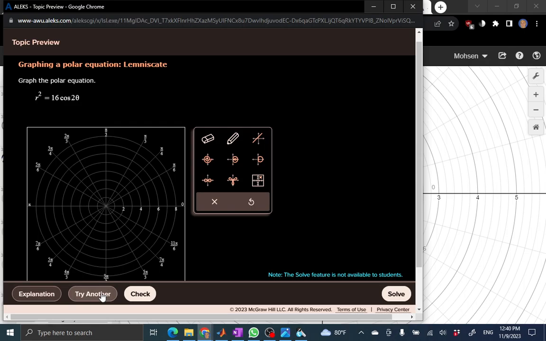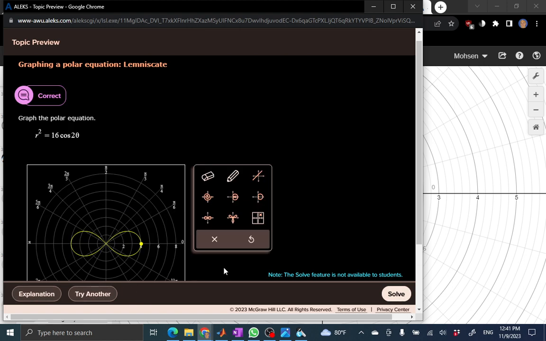Okay, so this is a typical question that you face. R squared is equal to 16 cosine of 2 theta. So that number is the square of the radius. So the radius of the Lemniscate is going to be 4. Cosine means it's going to be horizontal. So it's very simple: radius is 4, it has to be horizontal, and that's it. Let's see. Thankfully, we are correct.